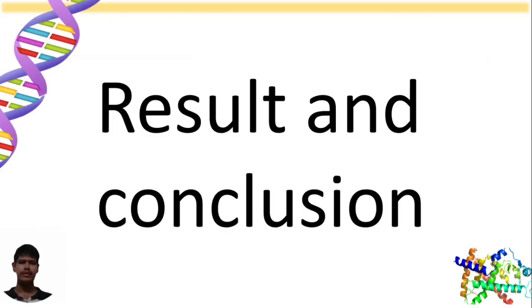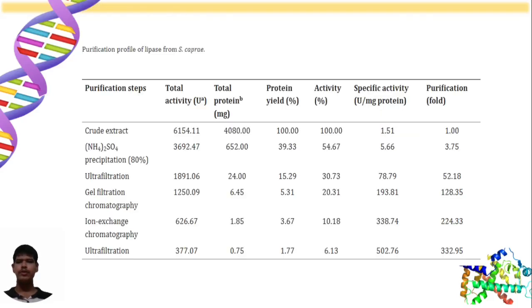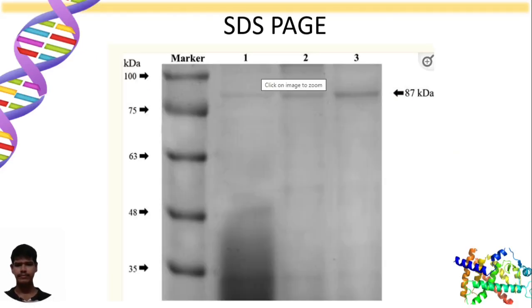Now let's see the result and conclusion of what we got. The purification profile of the lipase shows that the specific activity of the lipase is significantly increasing while the total protein concentration is significantly reducing. That's how we separate out lipase by following a series of purification techniques.